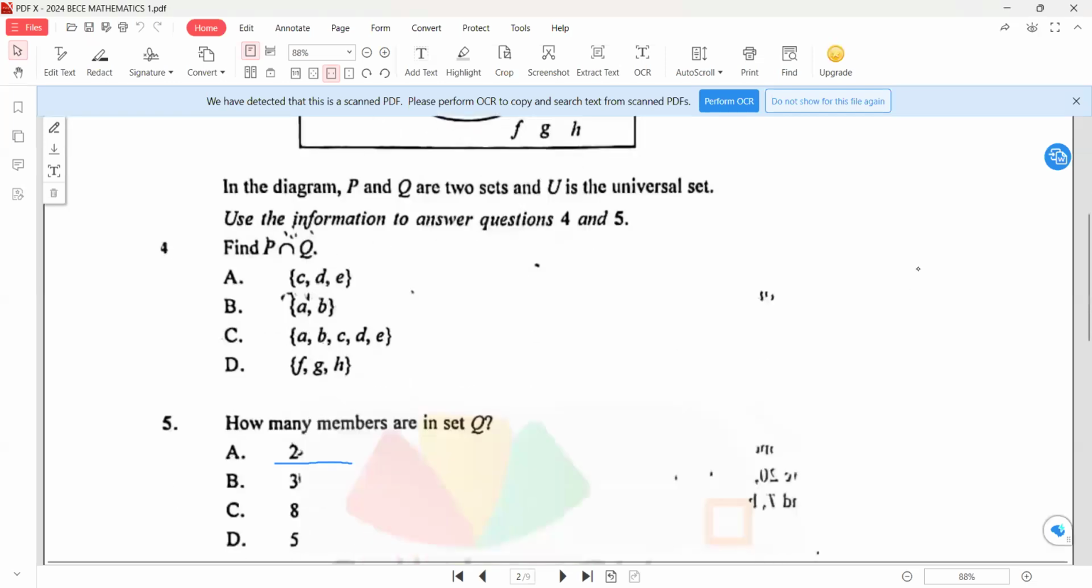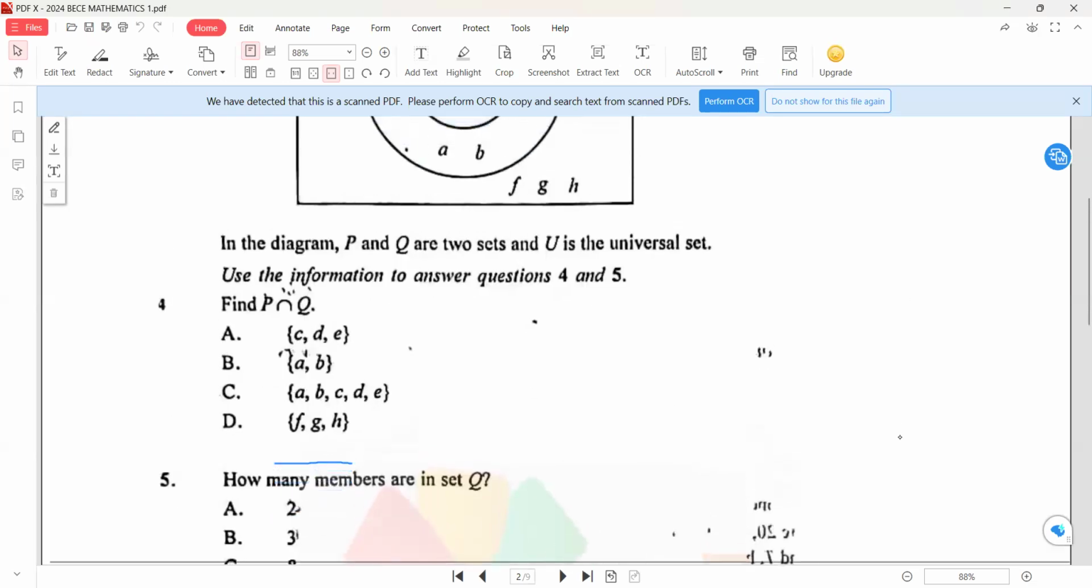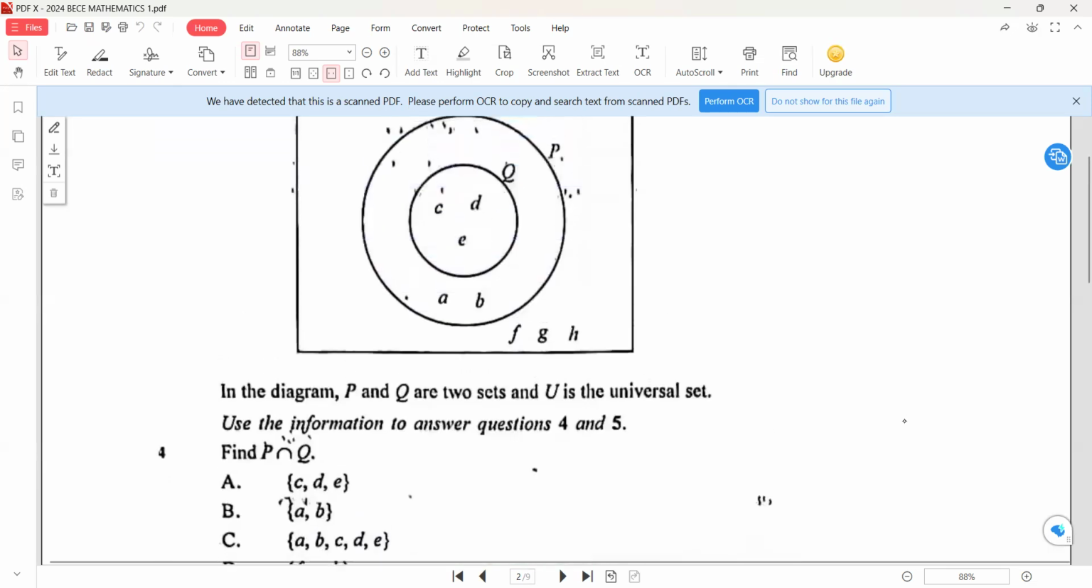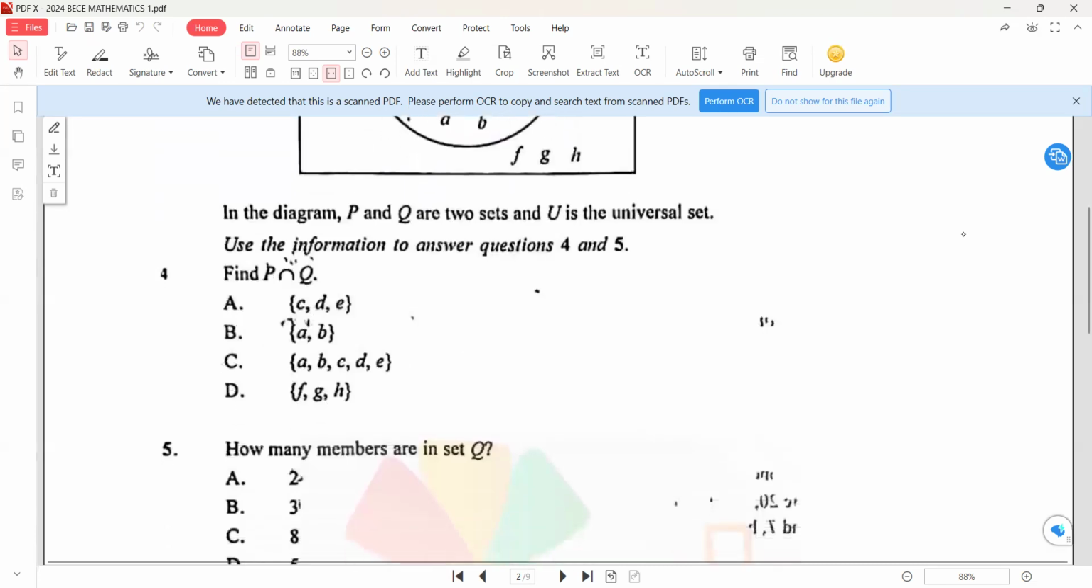All right. Number 5: how many members are in set Q? If you look at set Q, there are C, D, and E, and that is 3 members. So that is option B.